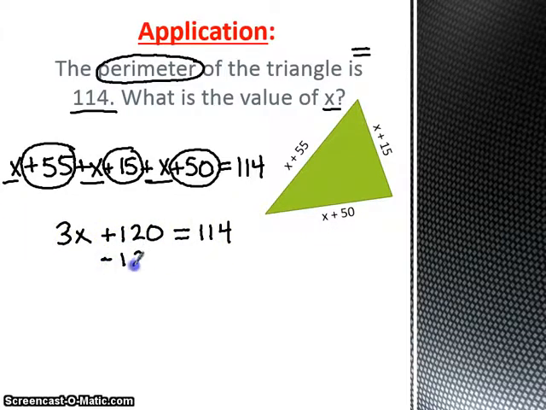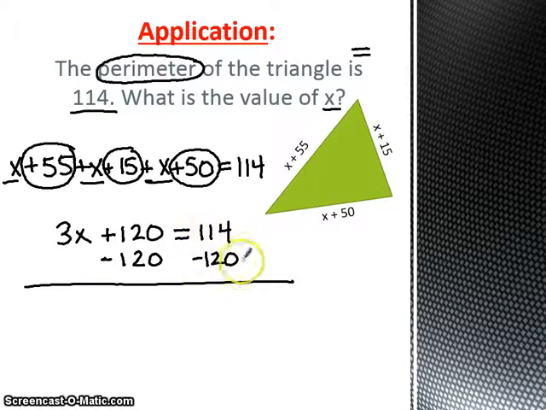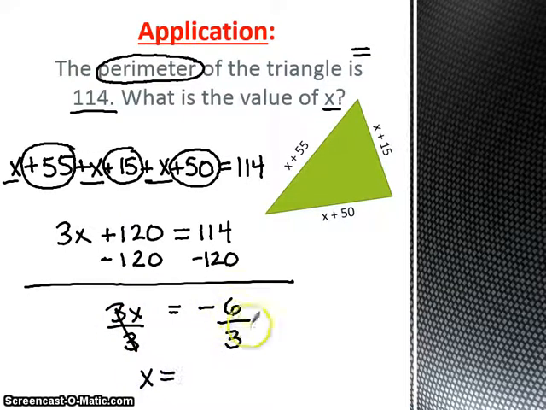It will tell you to subtract 120 from each side. 114 minus 120 is negative 6. So we get 3x equals negative 6. Divide each side by 3 to create a coefficient of 1. And we get x equals negative 6 divided by 3, which is negative 2. So the value of the variable is negative 2.